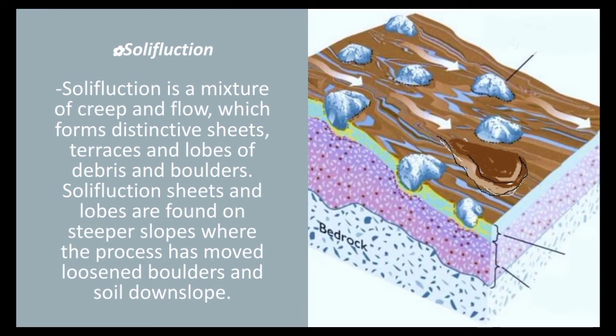Next is solifluction. Solifluction is a mixture of creep and flow, which forms distinctive sheets, terraces, and lobes of debris and boulders. Solifluction sheets and lobes are found on steeper slopes where the process has moved loosened boulders and soil downslope.